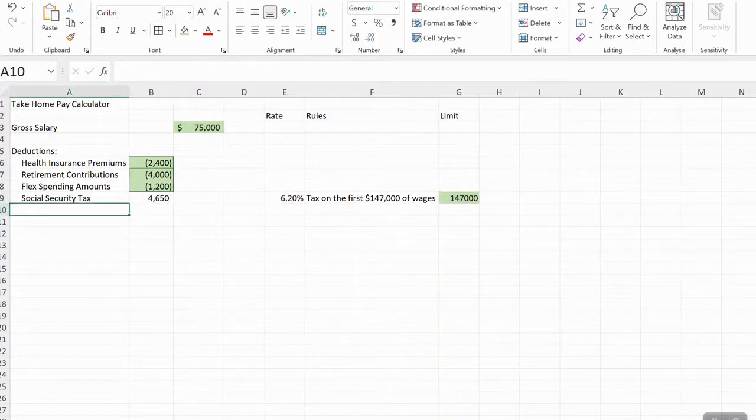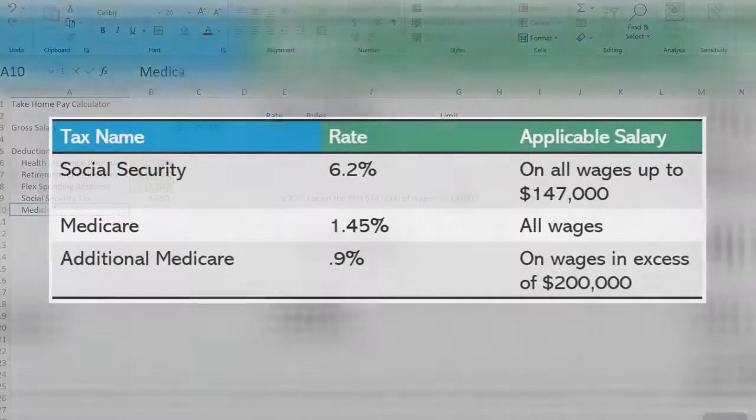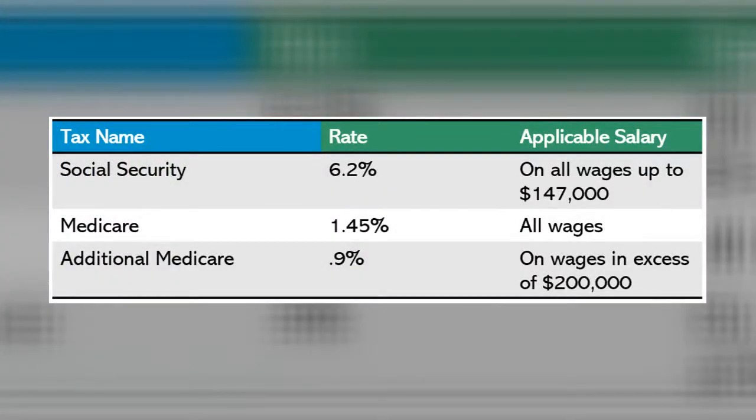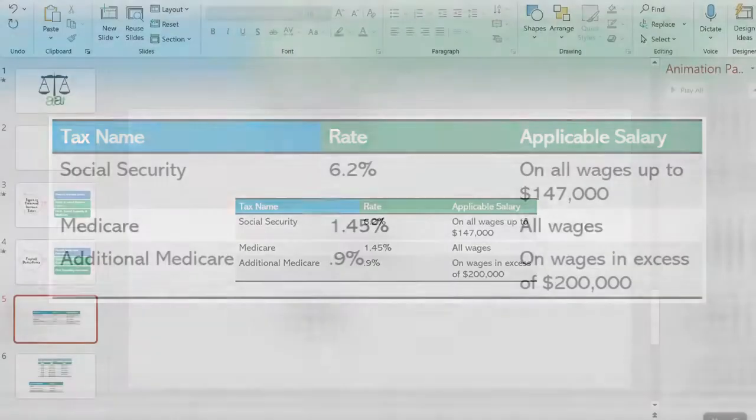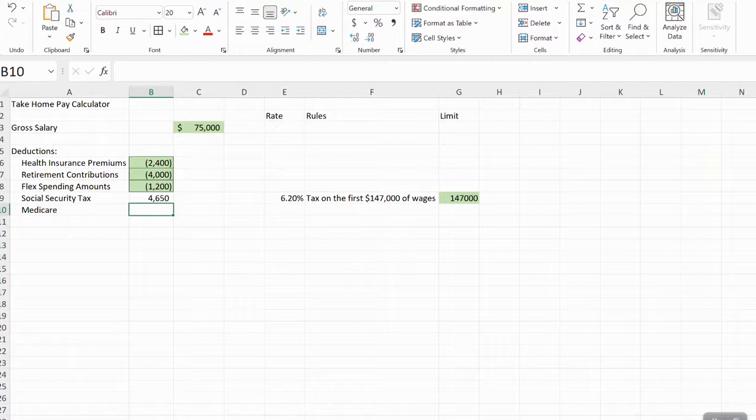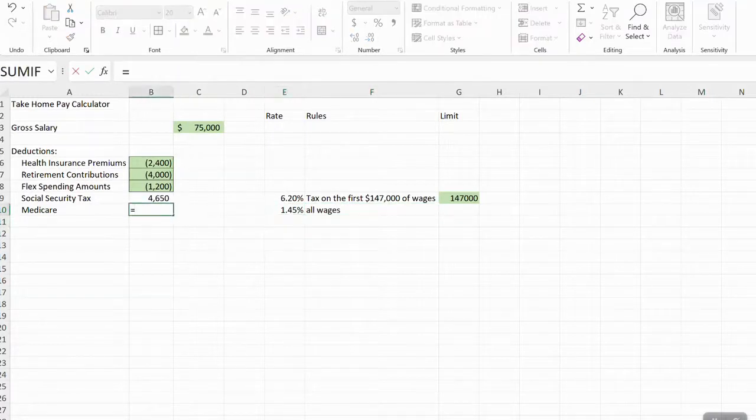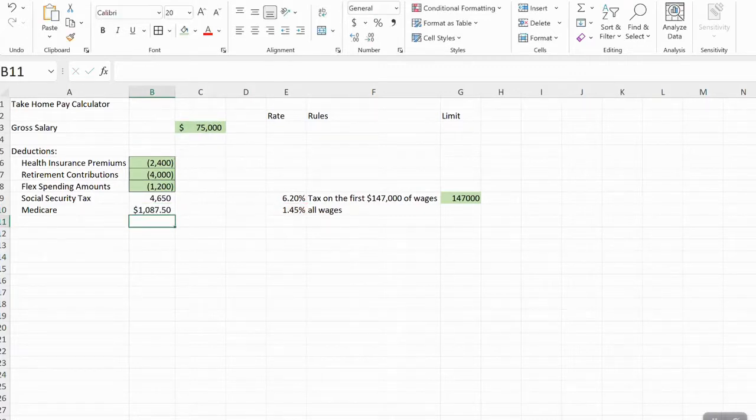Okay. Our next tax is Medicare. Medicare, the rate is 1.45% on all wages. This one, we don't need to do an if-then statement. We're just going to go ahead and put 1.45% on all wages. And we will go ahead and take our salary times the rate we put as 1.45.